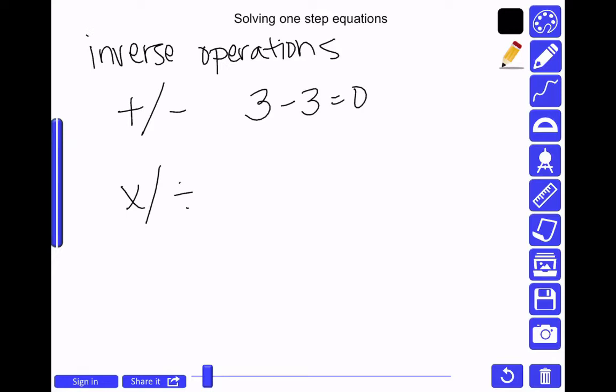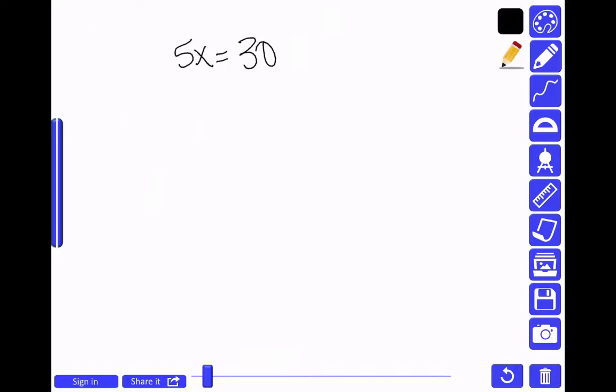So for instance, 5 divided by 5 is 1. So when you do the inverse operation of addition and subtraction, you'll be ending up with 0. When you do the inverse of multiplication and division, you'll end up with 1. So here's a real simple equation, 5x equals 30. So we're going to solve this equation.